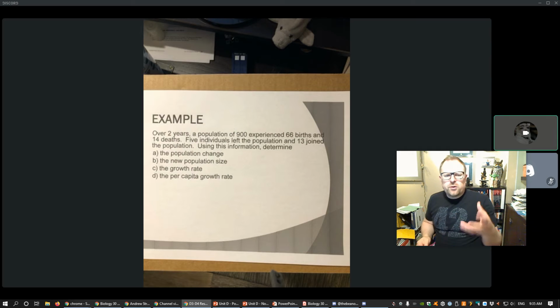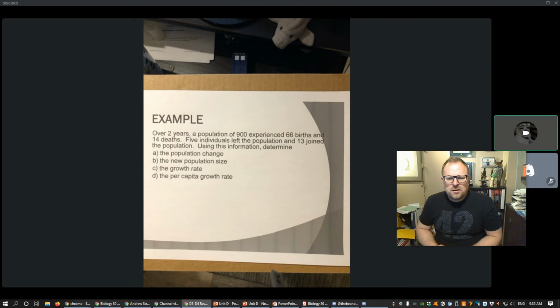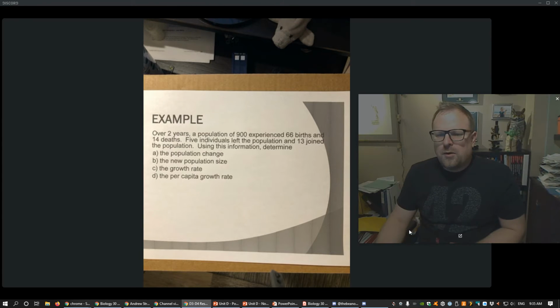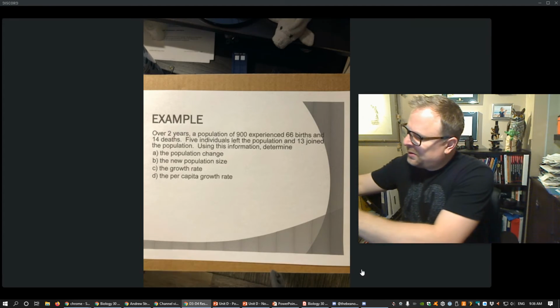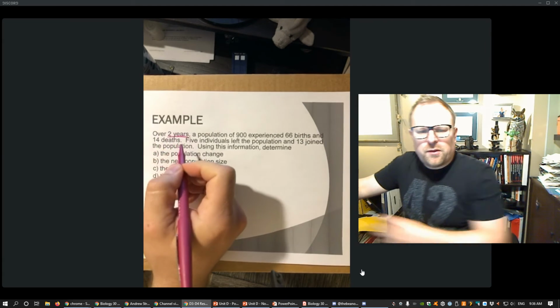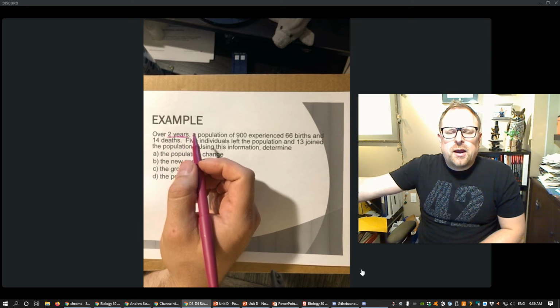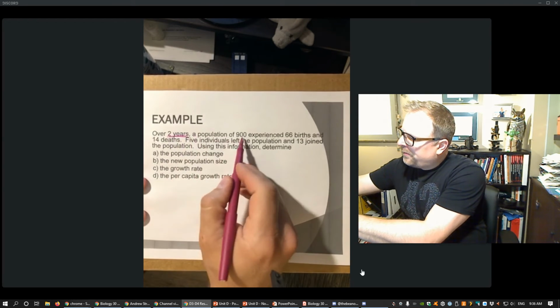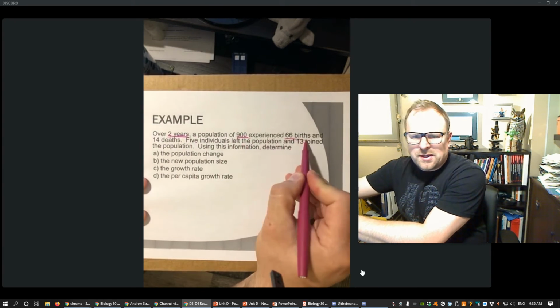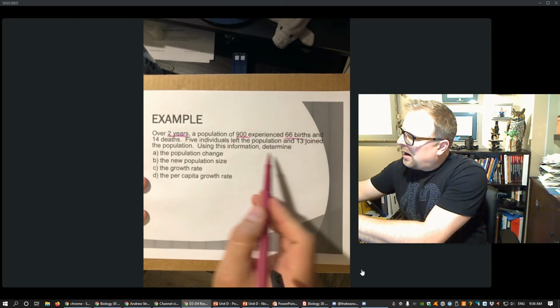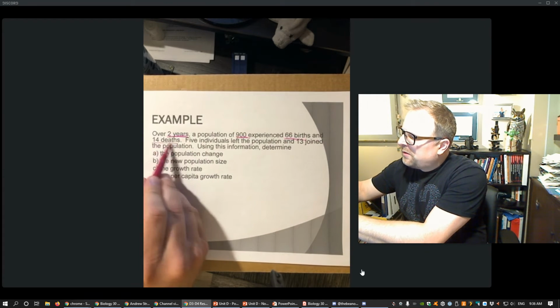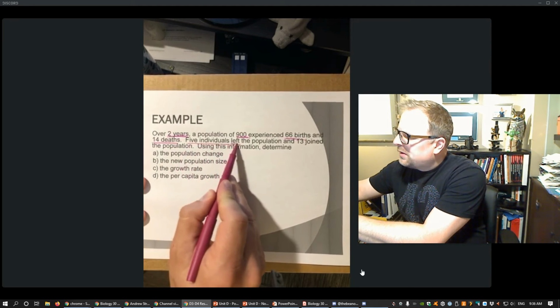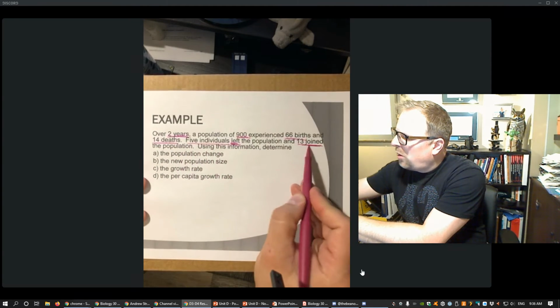We're going to work through a bunch of different examples of how this works and what's going on, and it'll be relatively straightforward, I hope, for you to sort out. All right, so here's our scenario. Over 2 years, I'm going to underline the things that I think are important here. A population of 900 experienced 66 births, 14 deaths, 5 individuals left the population, 13 individuals joined the population.